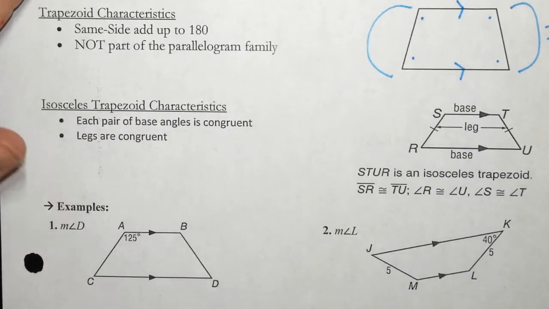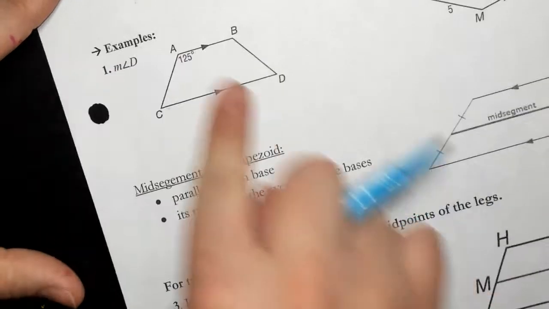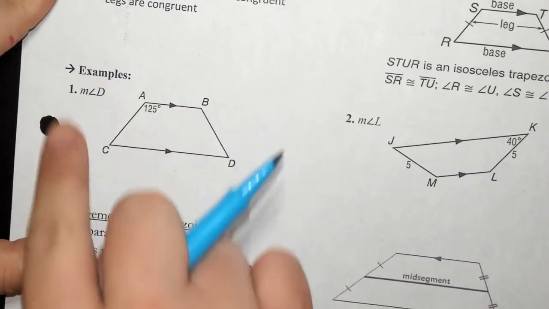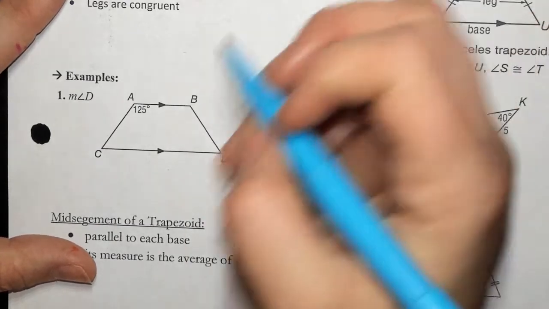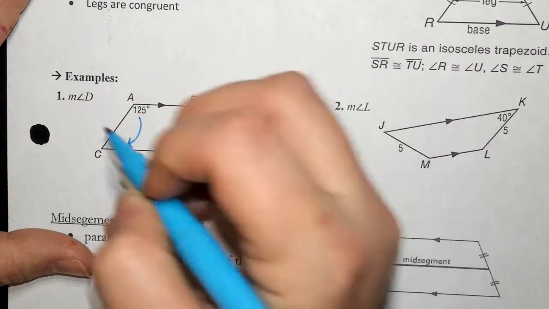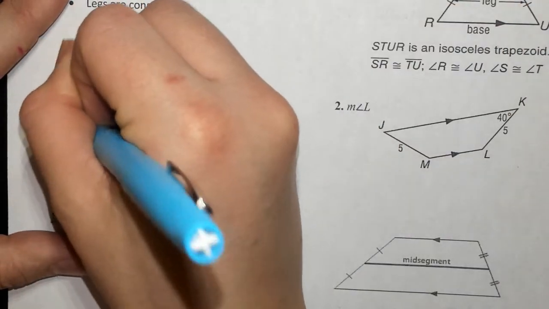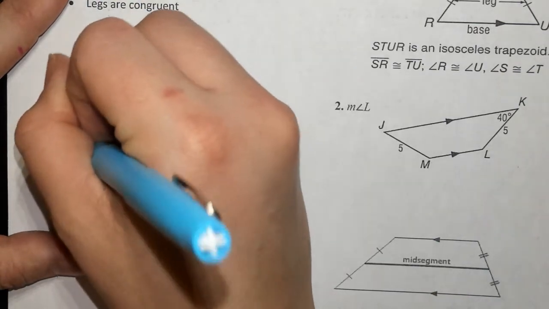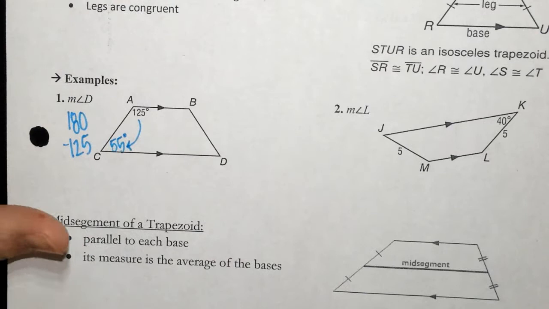Okay, let's stop. You have a standard trapezoid, okay? So, number one is a standard trapezoid. It says find angle D. Well, if these two have to equal 180, then you would find C by doing 180 minus 125, which is what? 55. So this is 55 degrees.